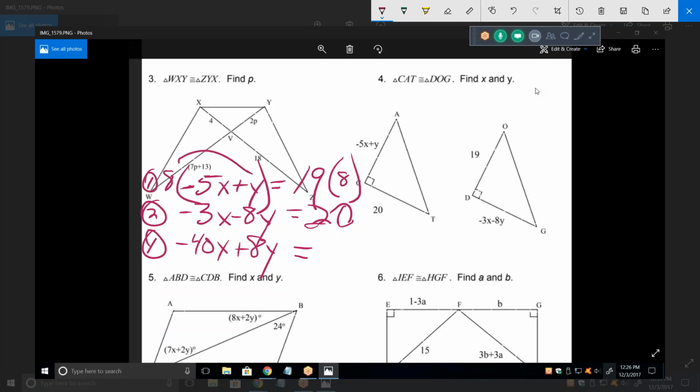And use your calculator to do this. 152. Okay. Now, that's no longer of interest to us. The only thing we have is these two equations. Now, one of the rules with equations is you can always add or subtract two equations. So add these two equations. What do you get? It's negative 3 added to negative 40.